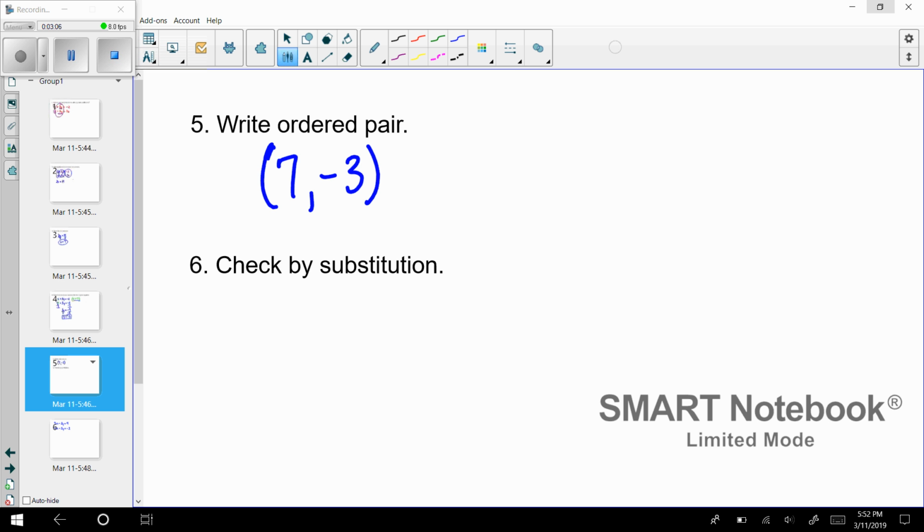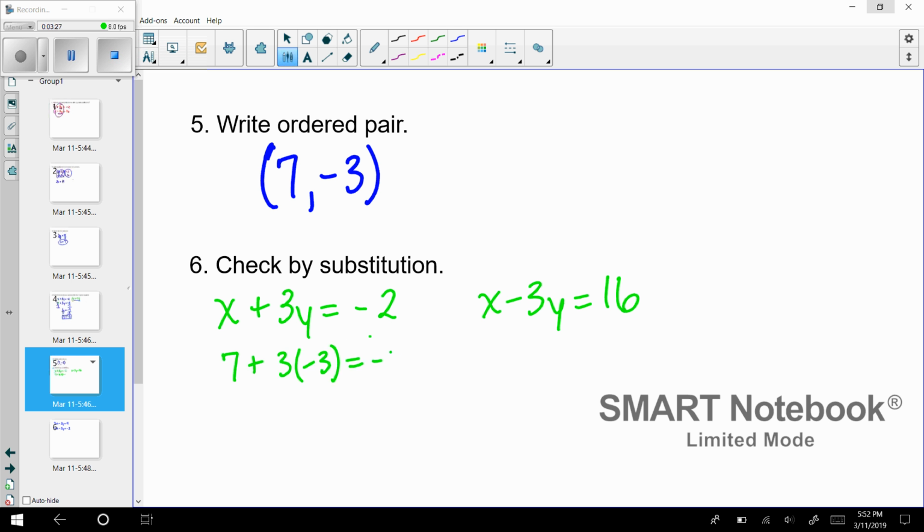So with that, x plus 3y equals -2, and x minus 3y equals 16 were my original equations. So now I'm just going to go ahead and substitute. 7 plus 3 times -3 equals -2. I get 7 plus -9 equals -2. -2 is equal to -2. And remember, I got -9 because positive times a negative gets me a negative.